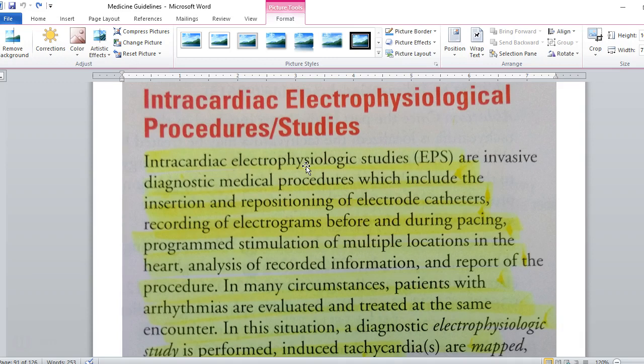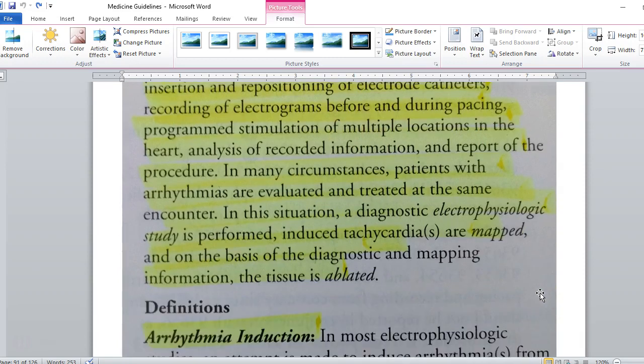Intracardiac electrophysiological studies, or EPS, are invasive diagnostic medical procedures which include the insertion and repositioning of electrode catheters, recording of electrograms before, during, and after pacing, programmed stimulation of multiple locations of the heart, analysis of recorded information, and report of the procedures. In many circumstances, patients with arrhythmias, so again, bad rhythms, are evaluated and treated at the same encounter. In this situation, a diagnostic electrophysiological study is performed, induced tachycardias are mapped, and on the basis of the diagnostic and mapping information, the tissue is ablated.